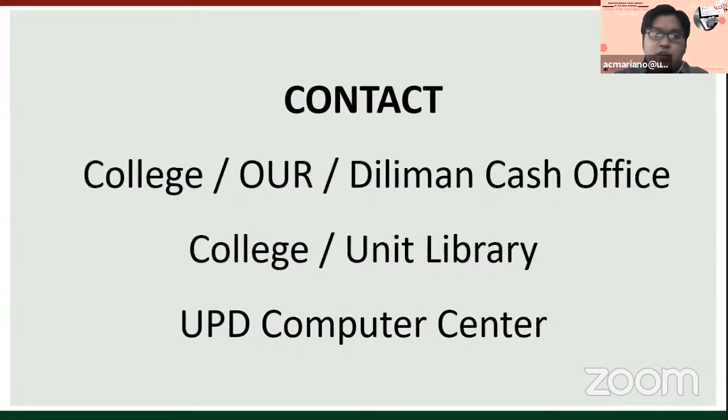For the first one, I said check your CRS because that's the easiest method. When you just enrolled, sometimes they haven't forwarded your enrollment yet or they haven't tagged you as enrolled yet, so you would need to check with your college. Now, if they say they've already forwarded the details, the next place you would check would be OUR, the Office of the University Registrar, if they have accepted your enrollment. Then, if everything's okay, you've already paid, and yet your payment has still not been validated, you would need to contact the Diliman Cash Office. Again, for the second one, you would need to contact your college and unit library.